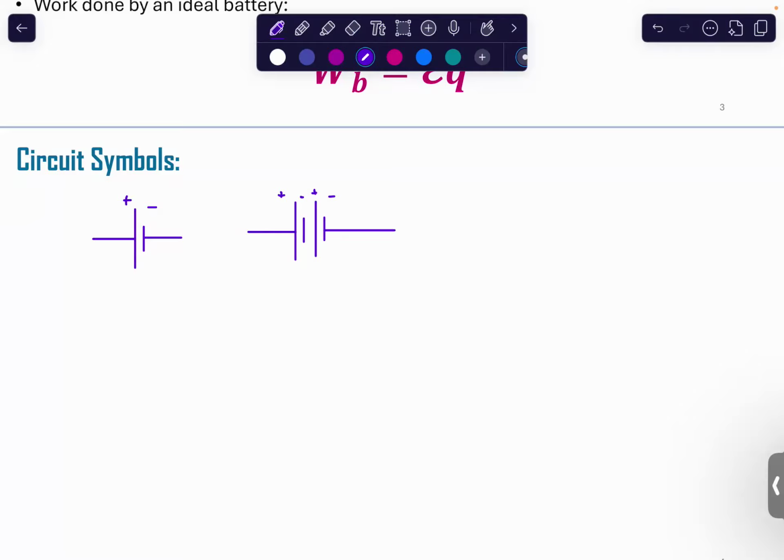In particular, this is a DC battery. What is DC? Direct current. What's the difference between direct current and AC? So a direct current is always directed in the same way. An alternating current will flip its poles, its plus and minus, periodically.